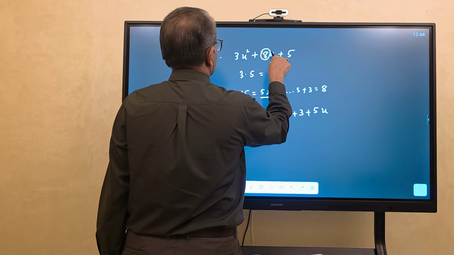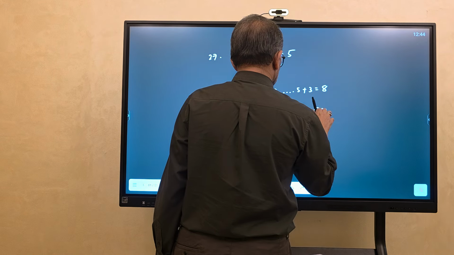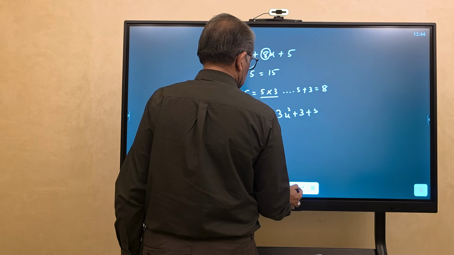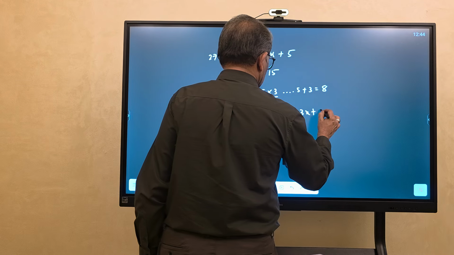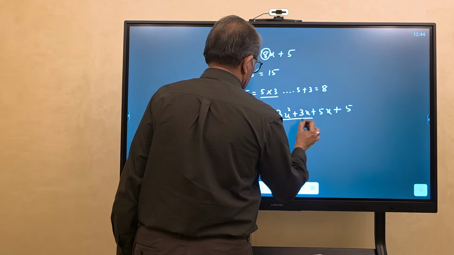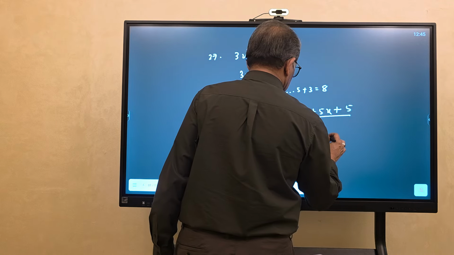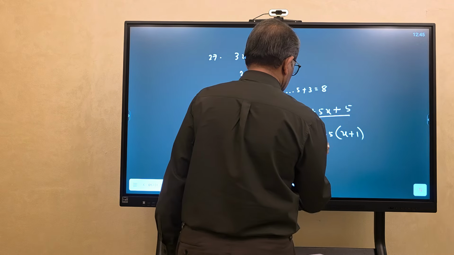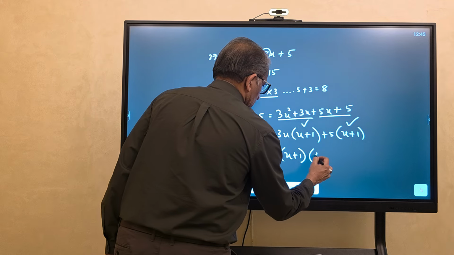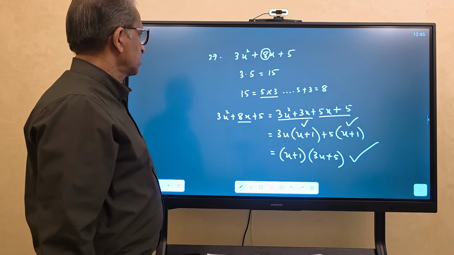Plus 5u plus 5. Take common here, it is 3u. You get u plus 1. Take common, it is 5, u plus 1. You have the same u plus 1, u plus 1. I can take that u plus 1 out. Then you have 3u plus 5. So these are the factors of this.